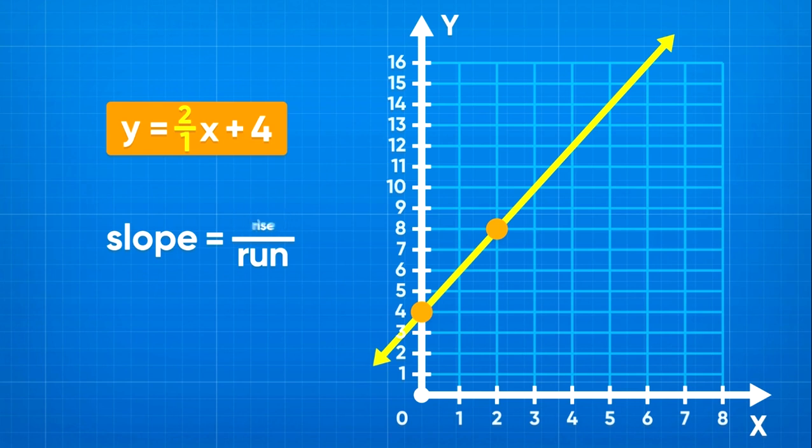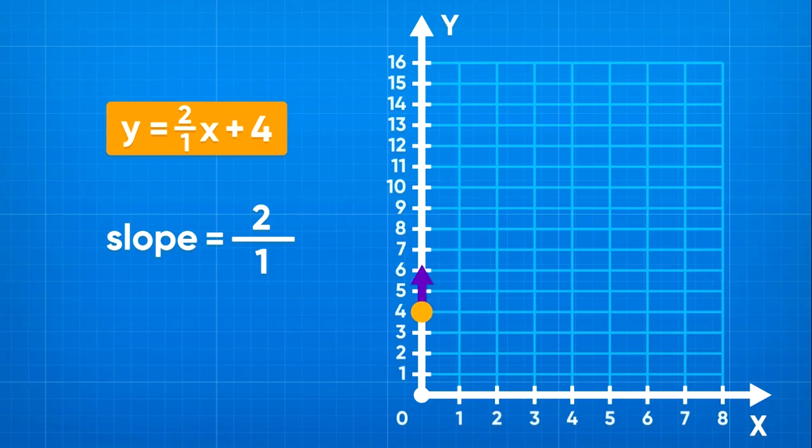Let's do it again. We can rise 2 and run 1. Now here's the third point. Technically, you only need 2 points to draw a line, but it can be easier to draw it with more points. So now we just draw a line through this data. And ta-da! This is the line representing this equation. It's the exact same line we got by plugging in numbers to find points.